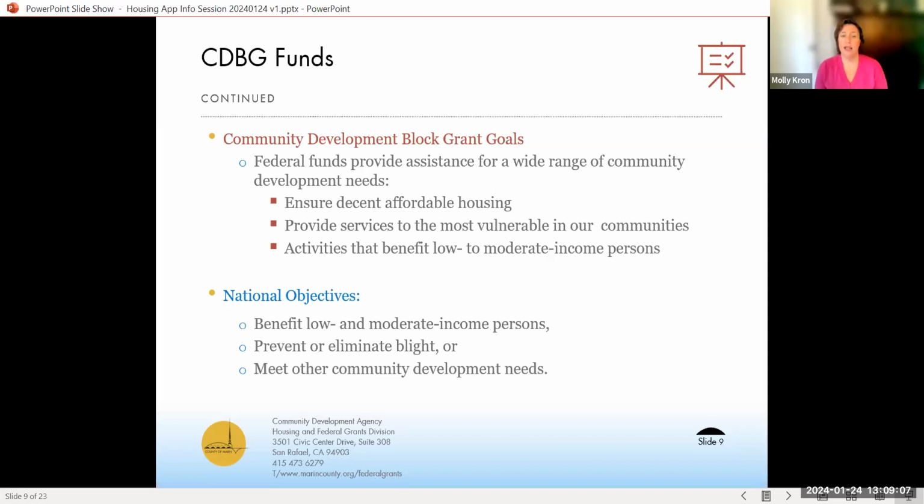There are 3 national objectives that projects must meet, at least one of these. Traditionally, we have focused projects on meeting the benefiting low to moderate income persons national objective, but there's also preventing or eliminating blight and meeting other community development needs that there are no other resources for.